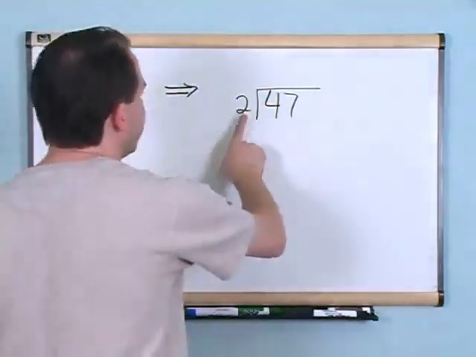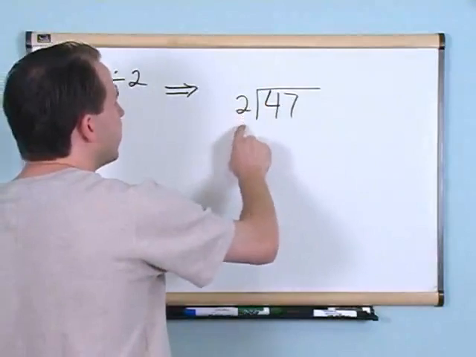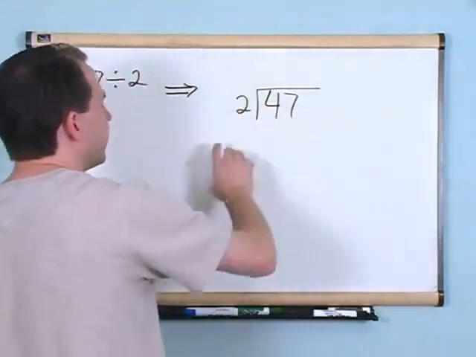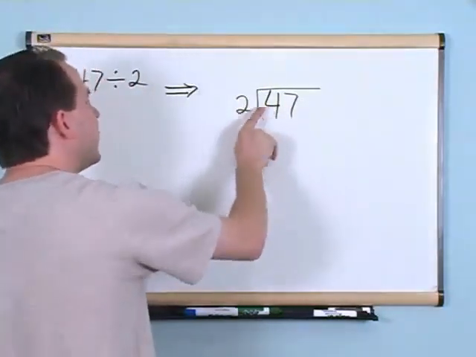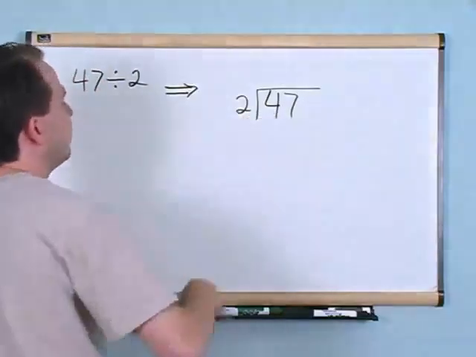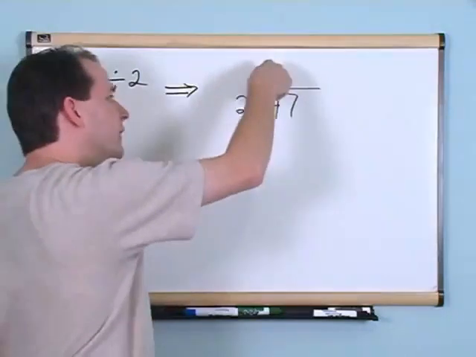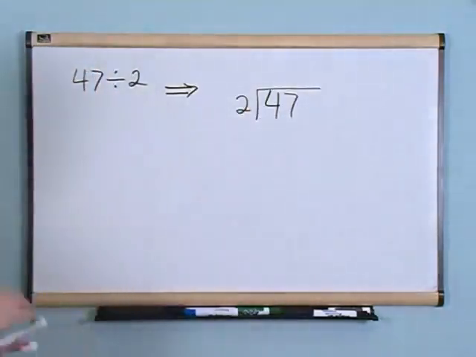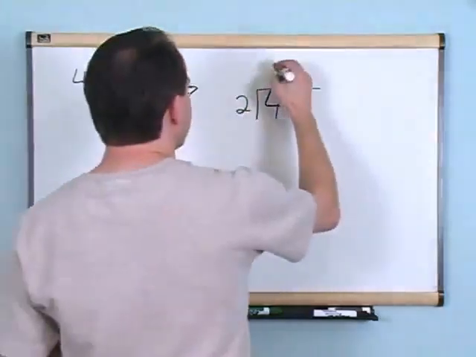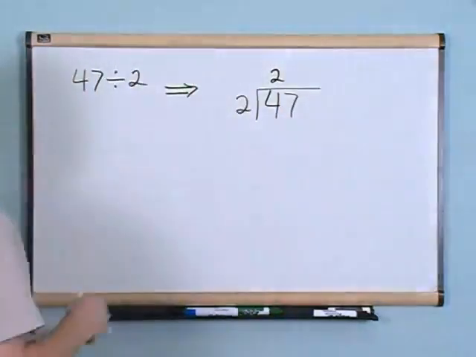The first thing you do is you take your 2 and forget about the fact that it's 47 under here. Just look at the first number. Can 2 go into 4? Just without even looking at the 7, can 2 go into 4? In other words, 2 times what would give you 4? I think that you all know the answer to that is 2. 2 can go into 4 2 times.